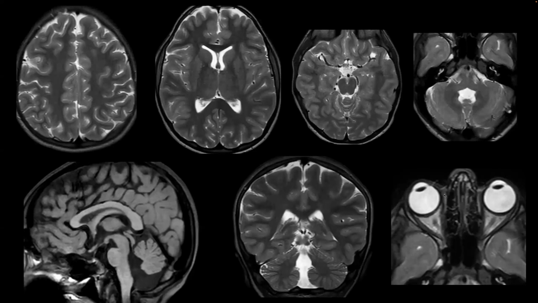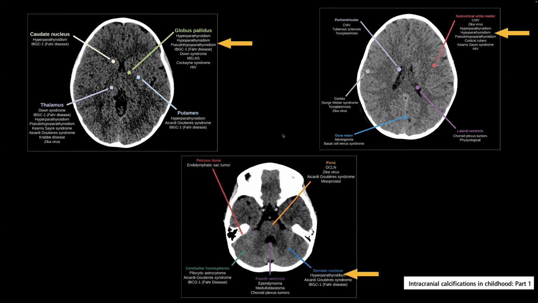So coloboma was mentioned, but we could not appreciate any colobomatous changes on the eyes, at least on the MRI. So we propose a diagnosis of hypoparathyroid or parathyroid abnormalities, which can have the calcifications in these typical locations, the basal ganglia, the subcortical cortical regions, and also in the posterior fossa cerebellum.